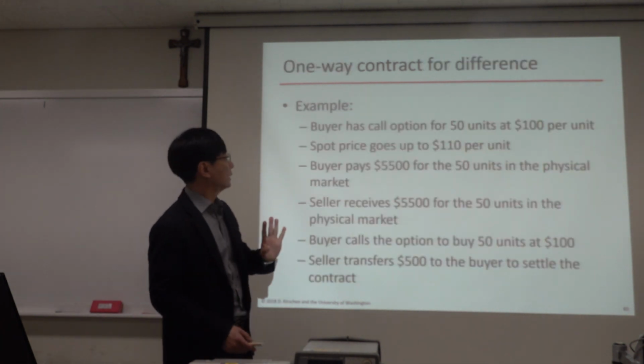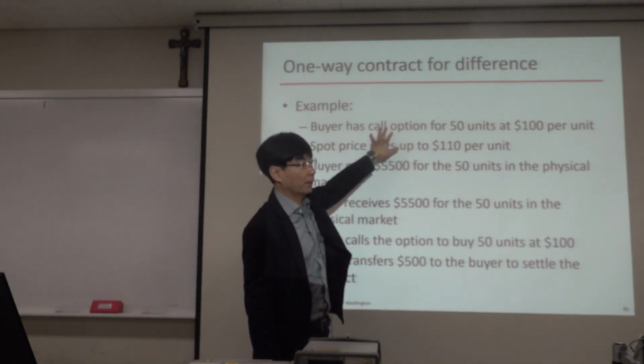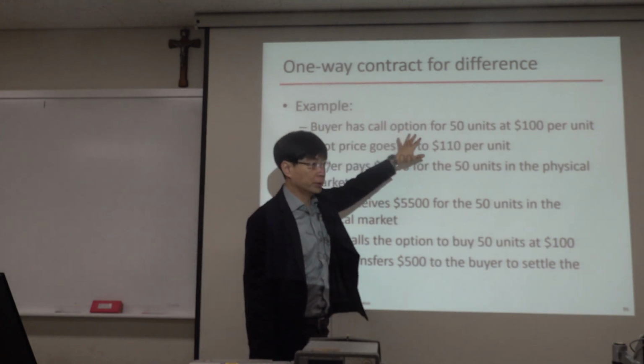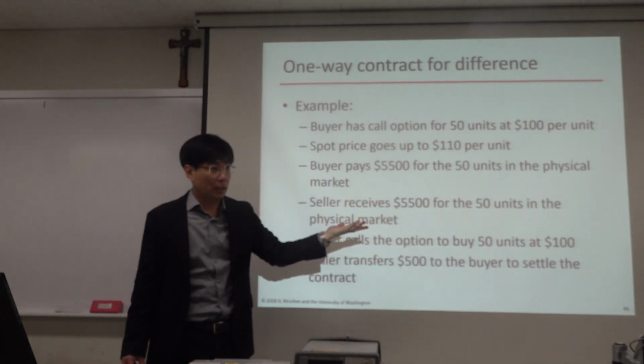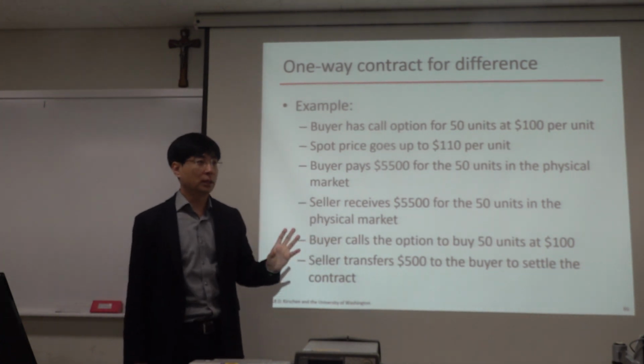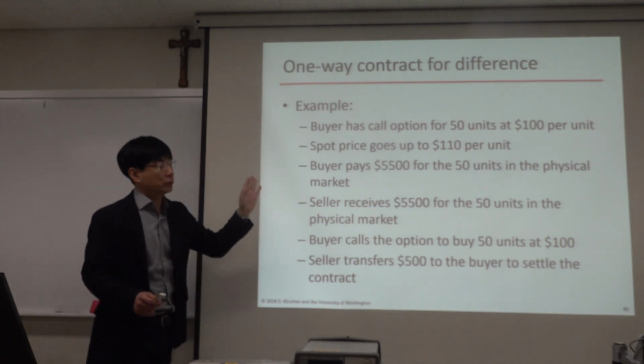Just from one side. In this example, the buyer has a call option, whether buyer or seller. Yeah, right. So we have the buyer has a call option. It can be exercised or not. Or the seller can have a put option. It can be exercised or not. That is one-way contract for difference.